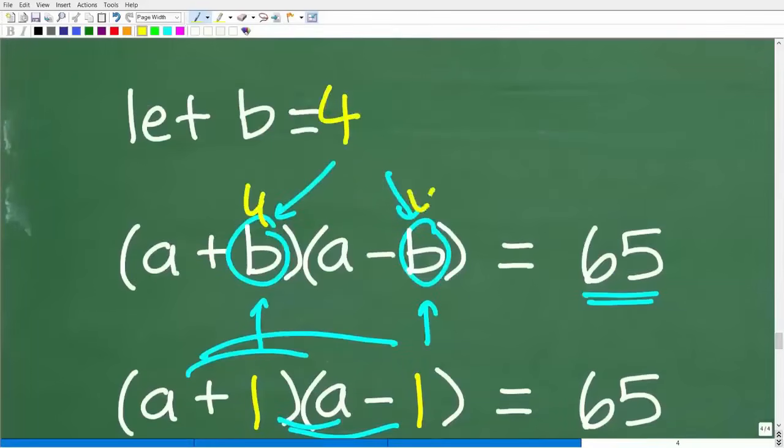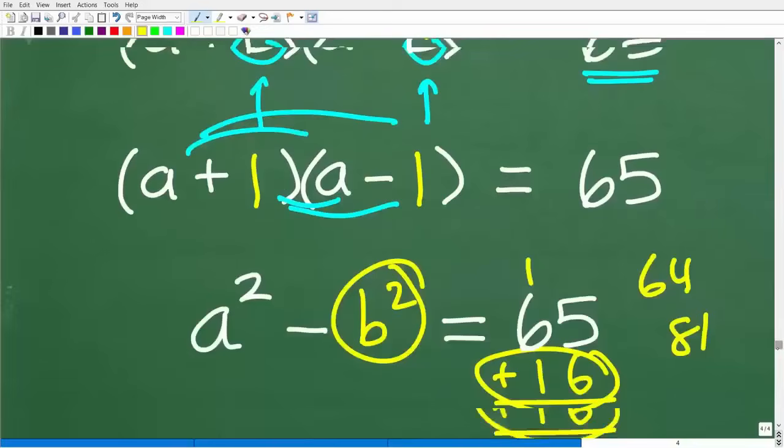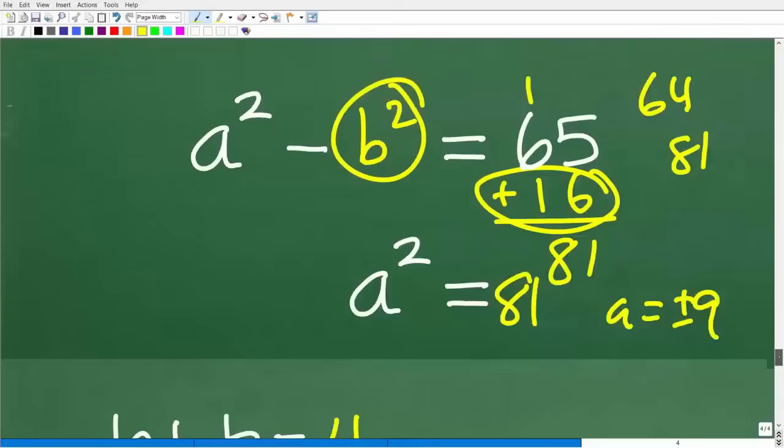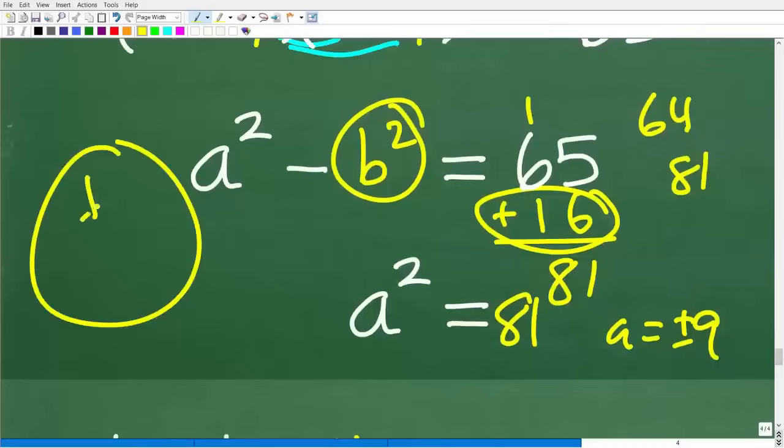Because we plug in 4 right here, we eventually get this b squared, right? B squared, or 4 squared, which is 16. So a squared minus 16, when we add it, we'll get that 81. All right, now I know a lot of you are like, okay, Mr. YouTube Math Man, this is why I don't like math. Can you please hurry up and finish up? All right, we're almost there.